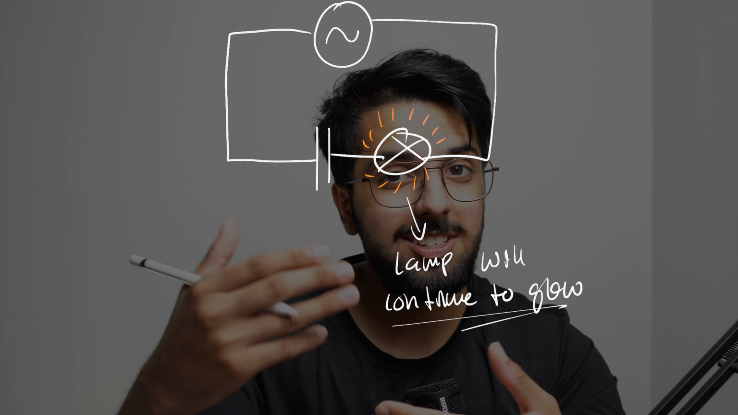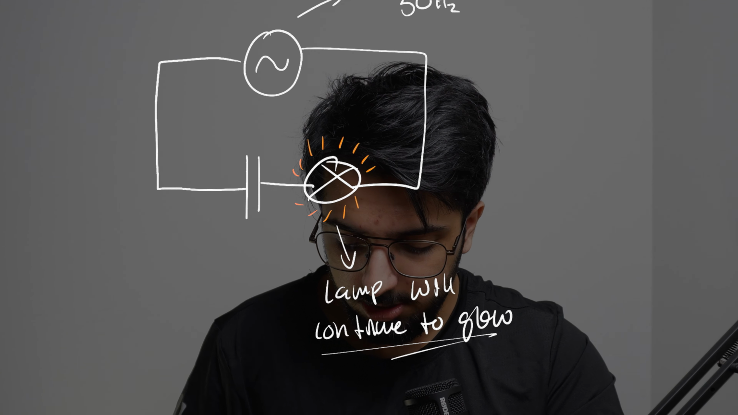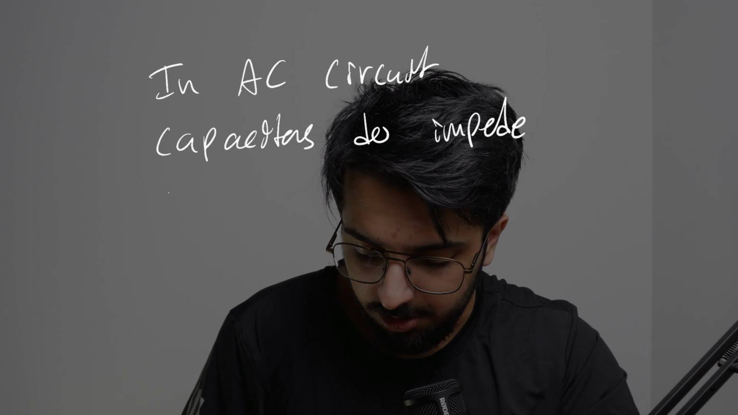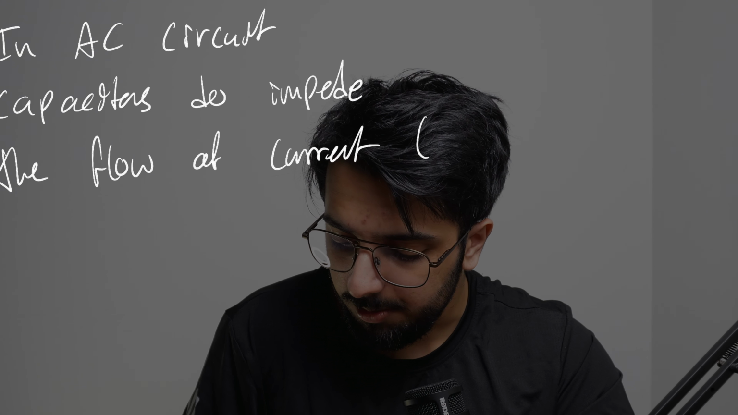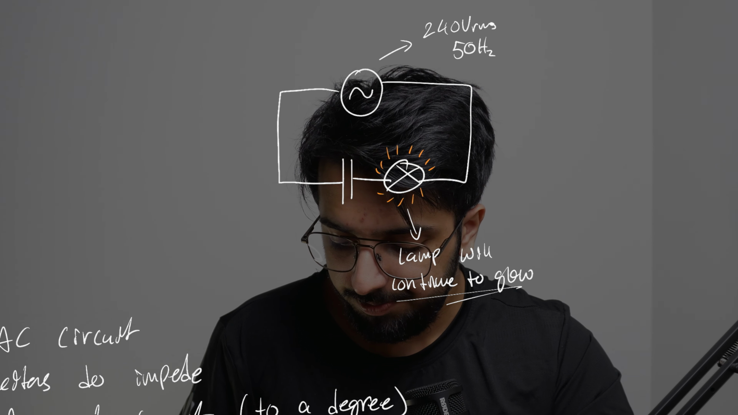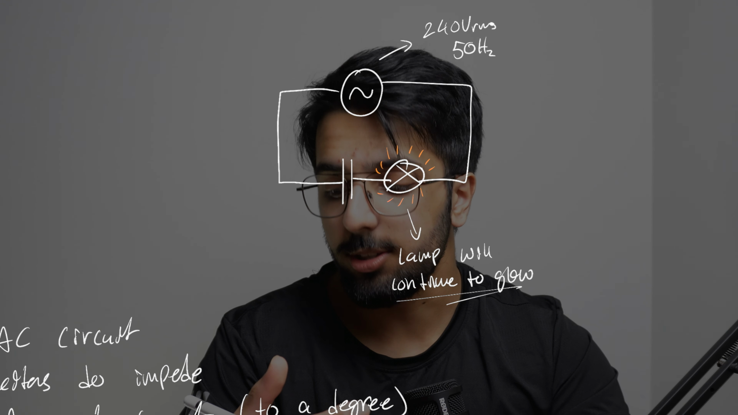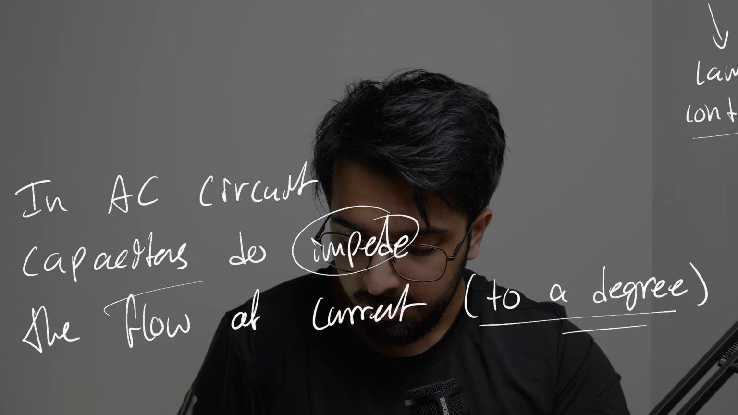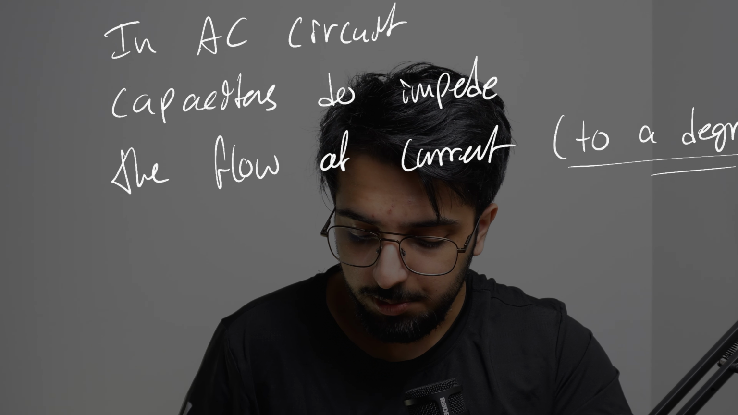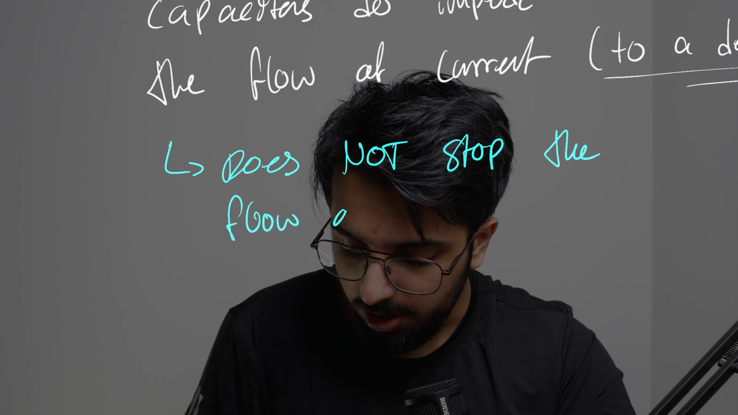However, in reality, the capacitor is there, and the capacitor is slowing down the current, even if it's just by a little amount. And so we can say that in an AC circuit, capacitors do impede the flow of current, and this is to a degree. The reason why I say to a degree is because, as I discussed over here, the capacitor in AC does not stop the flow of current completely like it does in DC. So it only impedes the flow of current by a small amount, and so that's why I've mentioned that it only stops the current to a degree. And so we can write that in, that it does not stop the flow of current completely.